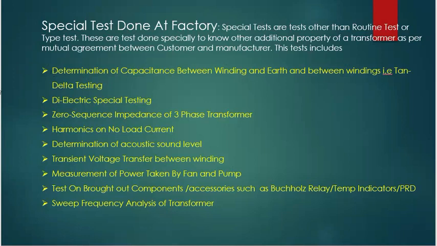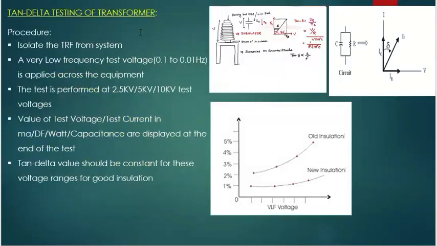Now we will study what the tan delta test of the transformer is. Basically, any insulator can be viewed as a capacitor in its purest form. The insulating material or the dielectric material is present in any insulator, and the insulator top portion is conducting in nature, whereas the bottom portion is also connected to ground, which is also conducting in nature.